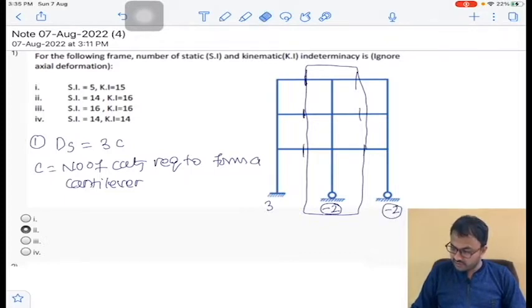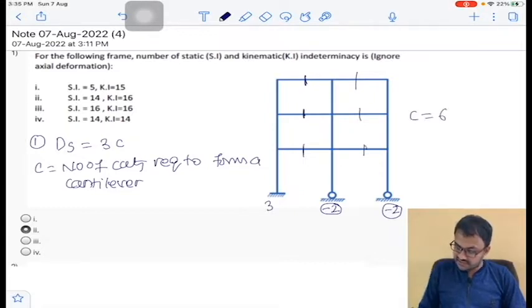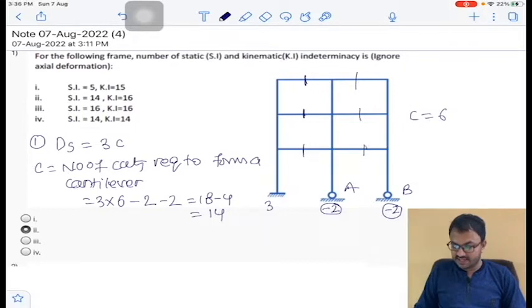So now the total number of cuts required to form a cantilever is 6. So C is equal to 6. So it will become 3 into 6 minus, that is at A and B we need to provide extra support reactions to make it cantilever. -2 at A, -2 at B. So that is 18 minus 4, which is equal to 14. So degree of static indeterminacy is 14. So you can see it in option 4 and option 2.